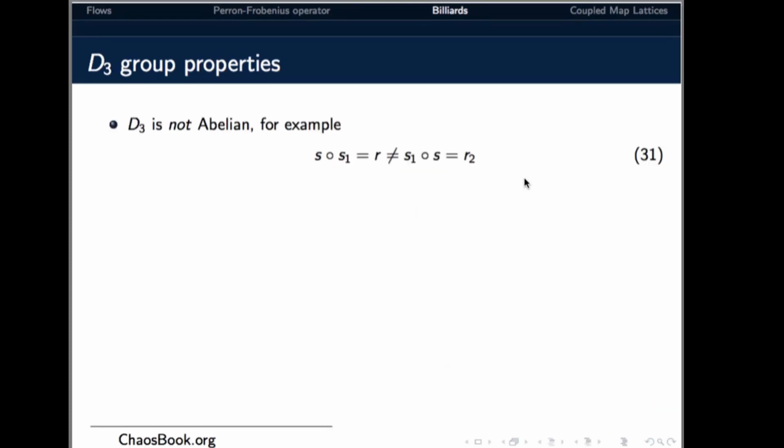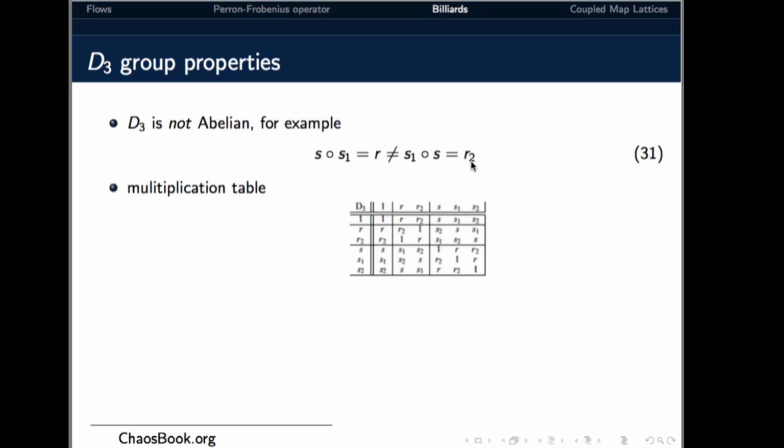So some properties of the dihedral group. The dihedral group is not abelian. So it means that it's not commutative. So for example, if you apply the flip around two different axes, for example, this S and S1. So first you do S1 and then S, and this one is a rotation, let's say, of 2 pi over 3. But if you do the inverse and you switch them around, then you will get the rotation in the opposite sense, right?